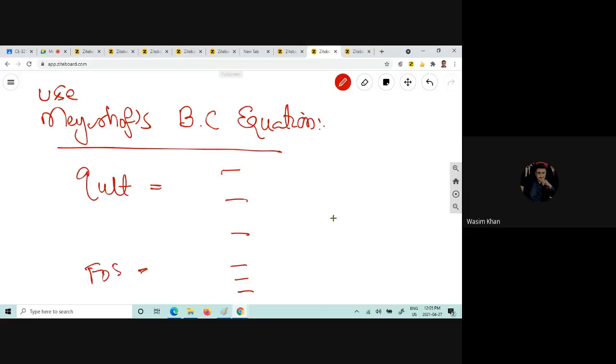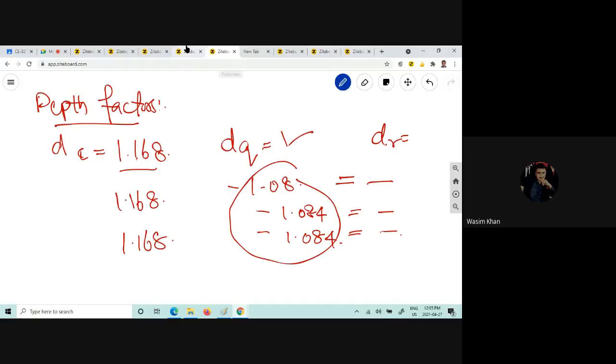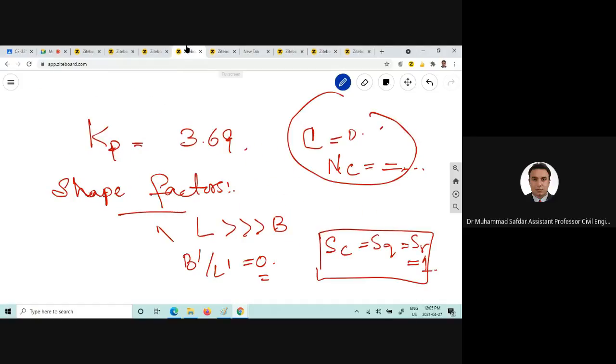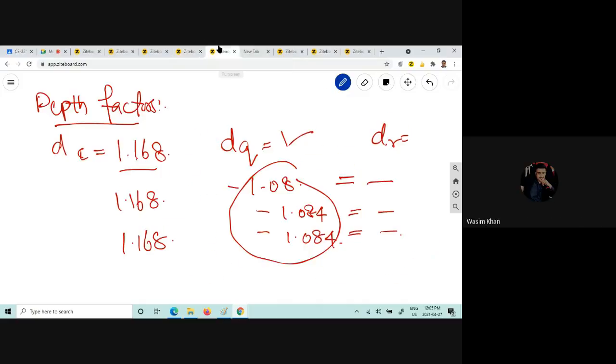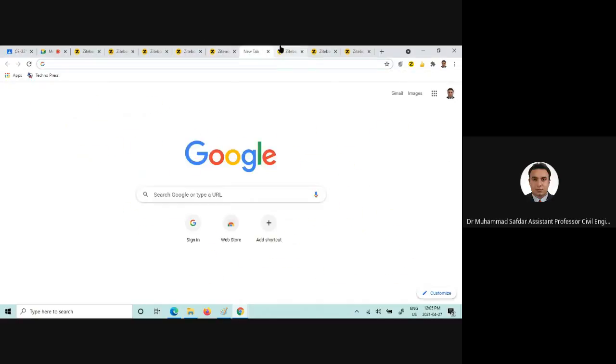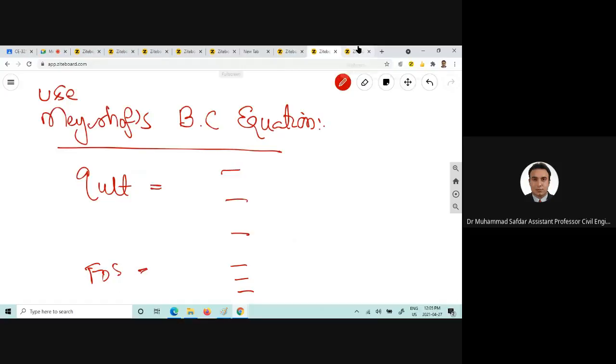Is gamma? Same one. Yes, sir. So retaining wall. Q ultimate, sir: 522.98 kilopascal. Name, please. Hazrat Bilal, sir. I will write HBS here.